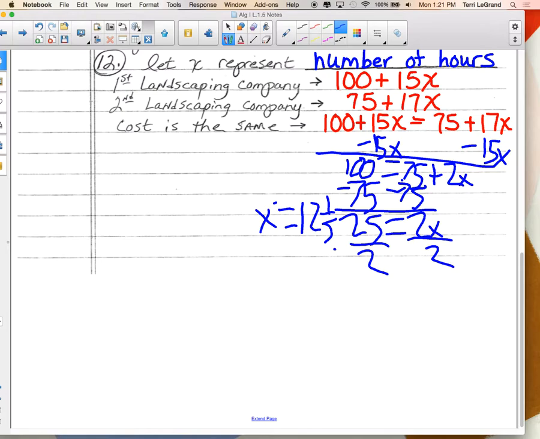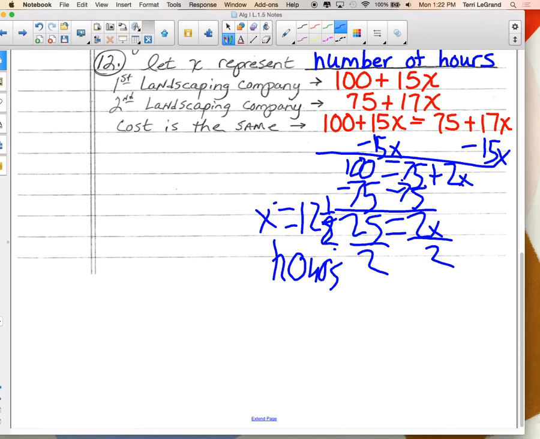What is that, 12 and what? A half? Is there a label for that? Okay, according to this student, the answer is 12 and a half hours. Do we agree? Yes. So what's true at 12 and a half hours? It's the same; it doesn't matter which landscaping company you choose.